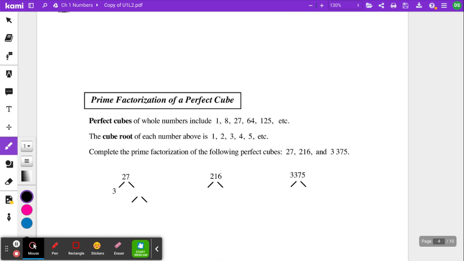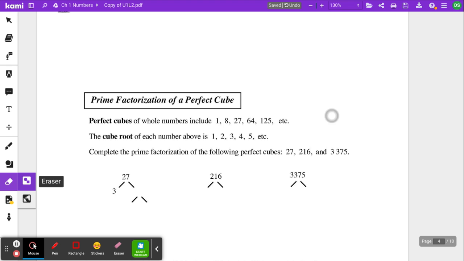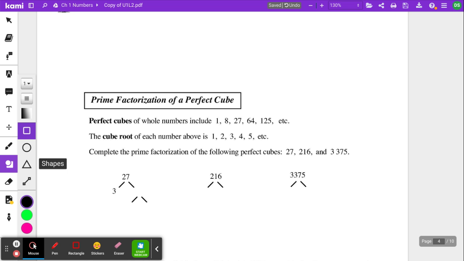Guess what we have to do when we have a perfect cube? Guess what we need? 3. What does a cube look like? Well, it's the size of this. Oh, I should do better. Hey, I can do better. I have a cool little trick. Wait a minute. Shapes. Here it is. So I can draw a cube here.